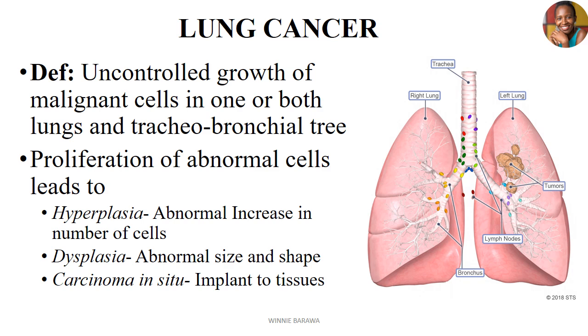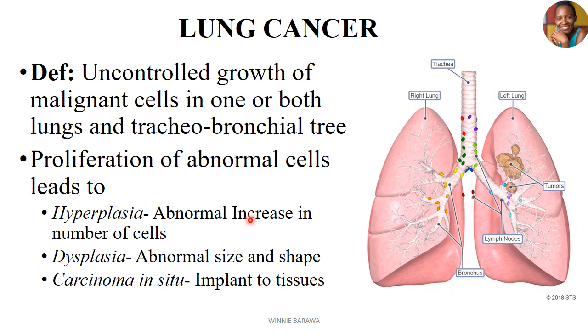In the proliferation of the abnormal cells, we end up having 3 stages of outcomes. As the abnormal cells are dividing, they lead into a state we call hyperplasia. Hyperplasia is the abnormal increase in number of cells. That is, the cells are becoming very many, and this is not what is expected in that given place.